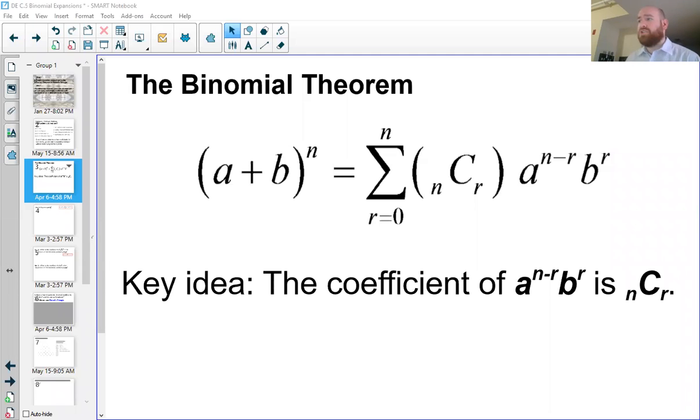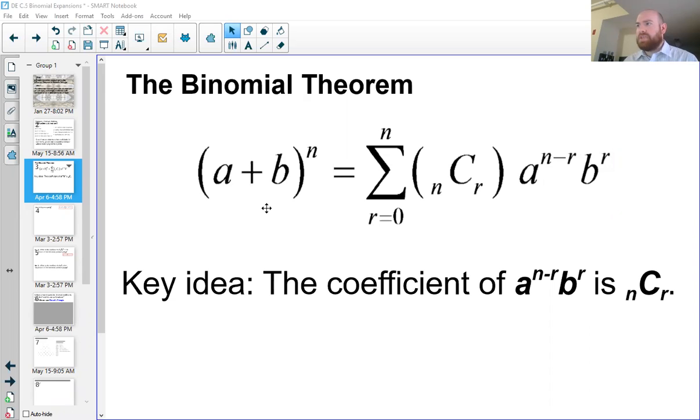This is the binomial theorem. It is an amazing and exquisite equation that has a lot of meaning, but it can look really intimidating the first time we see it. So first, I want to dissect and unpack what we're looking at.